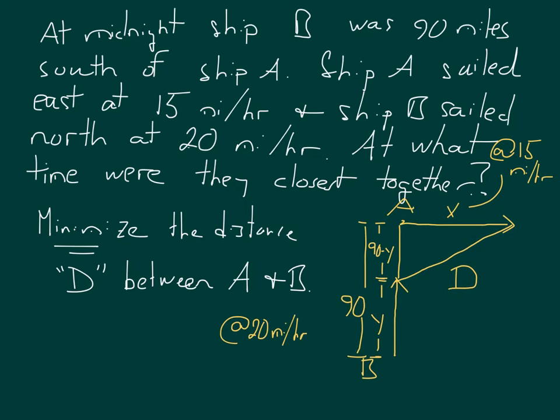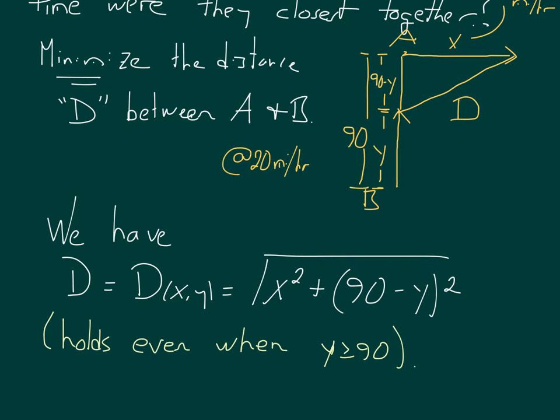So let's write that formula down. So here is the formula, D, in terms of x and y, using the Pythagorean theorem. We have that D is equal to the square root of x squared plus 90 minus y squared. So there we have that written here, and you might like to note that this holds even when y is greater than or equal to 90. So even if ship B has traveled past this point where ship A was at midnight, this formula will still hold. You can think about that.